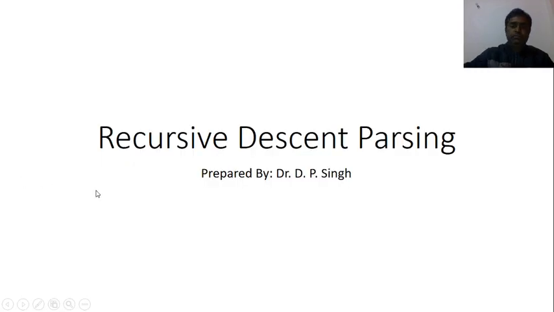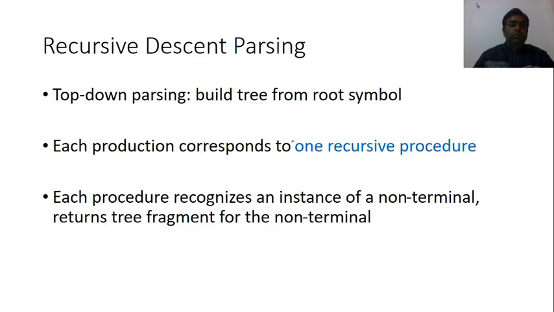Hello viewers, today's topic is recursive descent parsing. As you know, recursive descent parsing comes under top-down parsing. Basically, top-down parsing starts building the tree from the root symbol. That means, suppose you are given a grammar and in that grammar the start symbol is E. It will always start from the start symbol and go towards the terminals that are given in the statement.